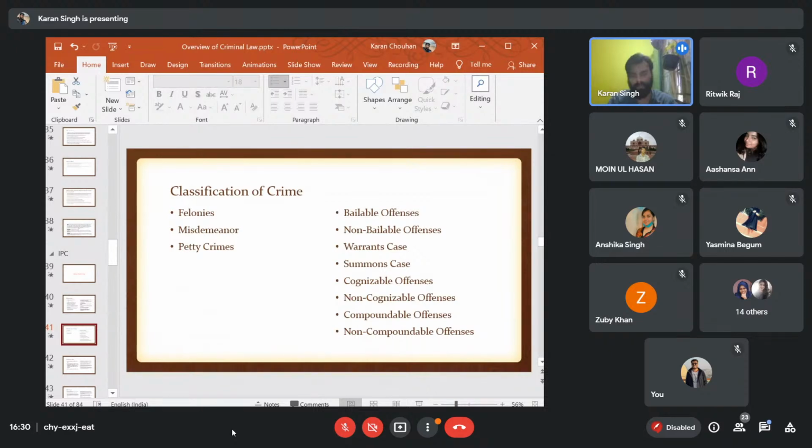The third one would be accessories after the fact. It basically means that once your crime is over, afterwards, if someone helps you or helps the principal offender, then that third person would be called accessory after the fact or accessory after the crime. Here, the fact basically means the commission of crime has actually happened.